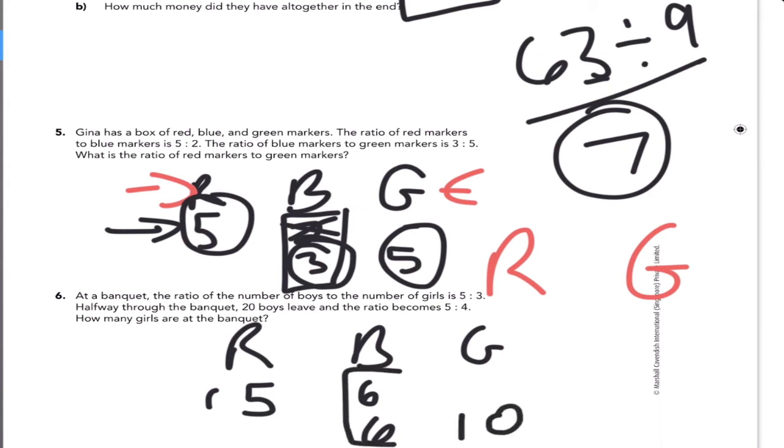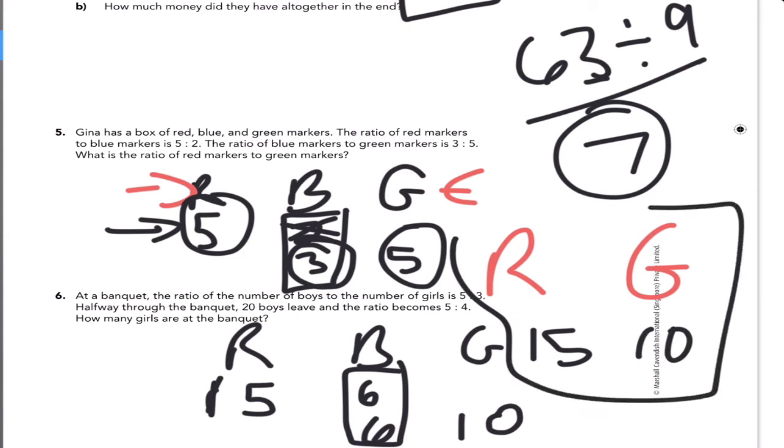Now the blue is common. It's the same. So now I can compare all of them together because blue is the same, it's 6. So red to green is 15 to 10. But what you must do is put it in simplest form.